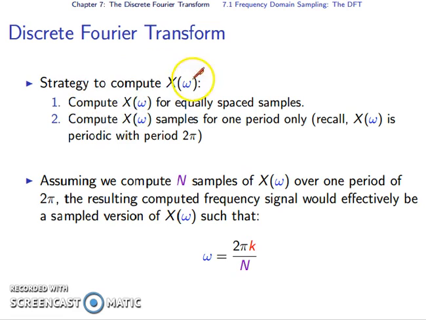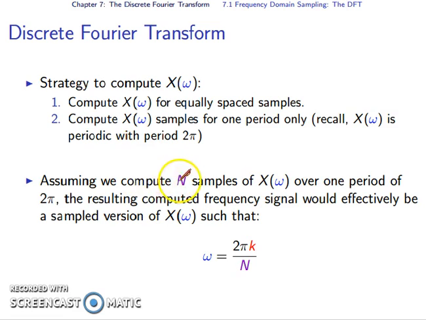The strategy to compute this X of omega is to compute X of omega for equally spaced samples. So we'll sample this X of omega. X of omega is a frequency domain signal, and this frequency domain signal is equally spaced. And compute the X of omega samples for one period only. We know that in the case of the discrete time Fourier transform, we got a continuous and periodic spectrum. So we need to compute only in one period.